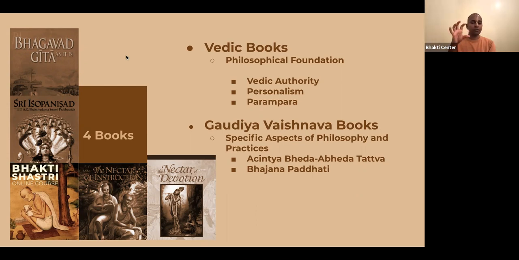So Gaudiya Vaishnava books mainly give us the Achintya Bheda Abheda Tattva and the specific ways to practice devotional service as given by Sri Chaitanya Mahaprabhu. That is the two different categorizations of these books. The books on the top here, Bhagavad Gita and Ishopanishad, are mostly Vedic, and the two books here are mostly Gaudiya Vaishnava philosophy, which will have a clear flavor of Sri Chaitanya Mahaprabhu's teachings. So I hope this is clear.